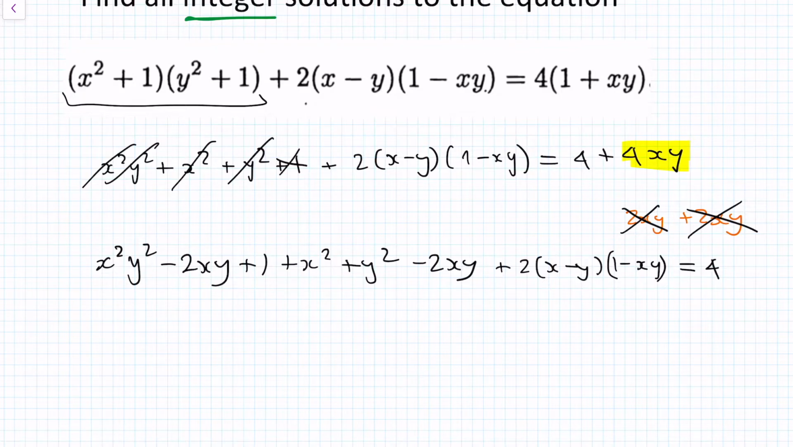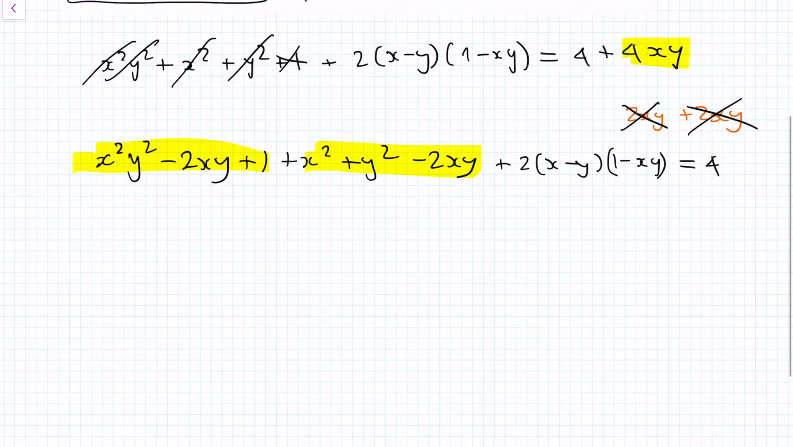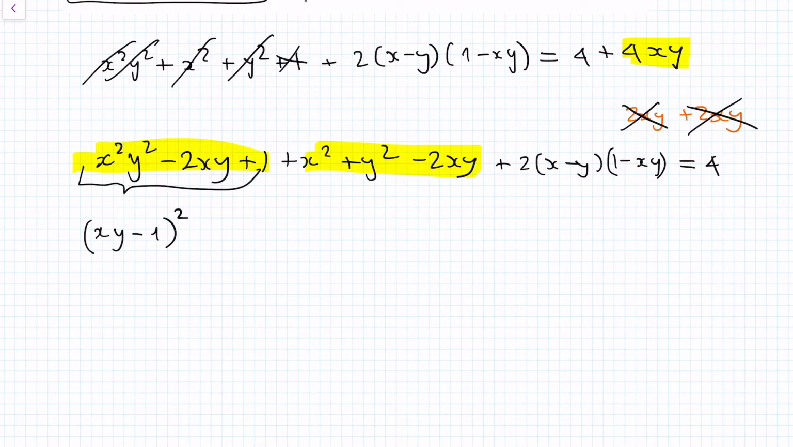The reason we did that, if you look at these three terms here, and look at these three terms here, we can write it as xy minus 1 squared, isn't it? So that's the first three terms. We can write it like that. Plus, and then we have x minus y squared, these three terms, isn't it? That will give us x squared minus 2xy plus y squared. Then we have plus 2.